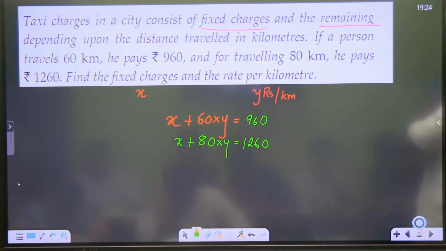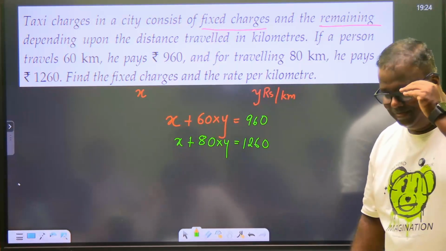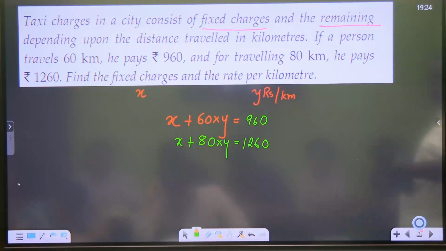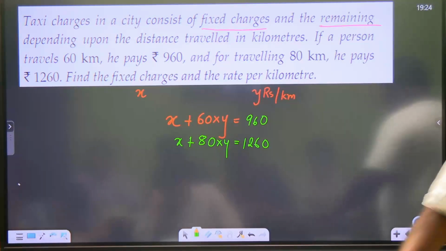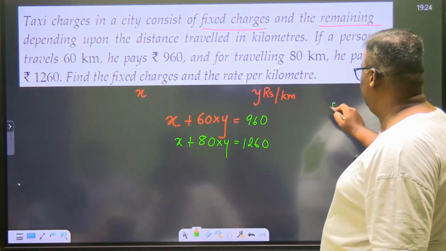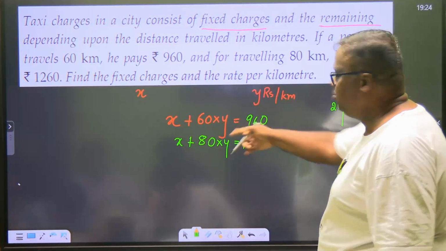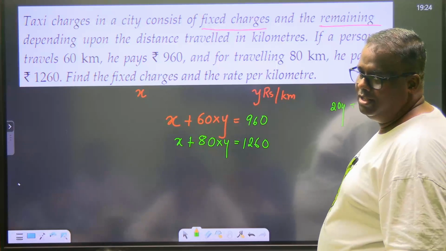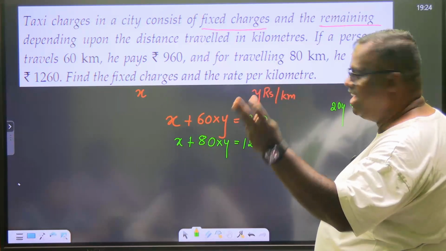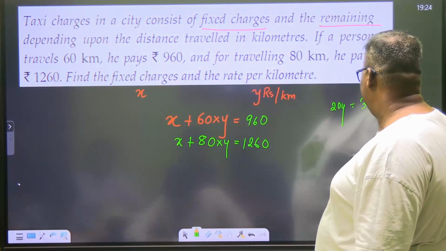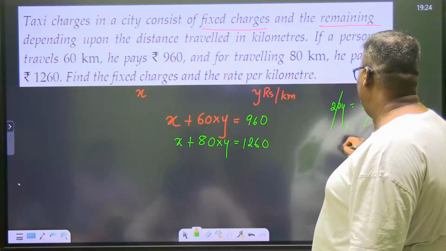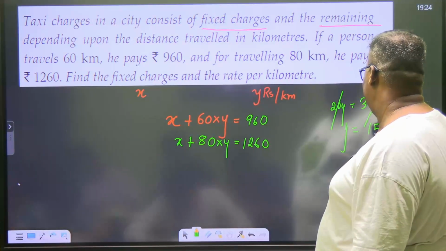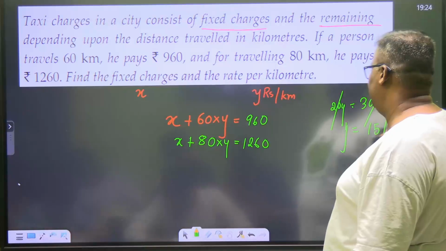क्या हुआ इशिता? You are making a weird face. Have you understood or not? So X and X can be eliminated. So it becomes 20y. Our equation boils down to what, beta? 20y. 80 minus 60 is 20. 1260, 960. 1060, 1160, 1260, 300. 0 takes away 0. Y is equal to how much? 15 rupees per kilometer.